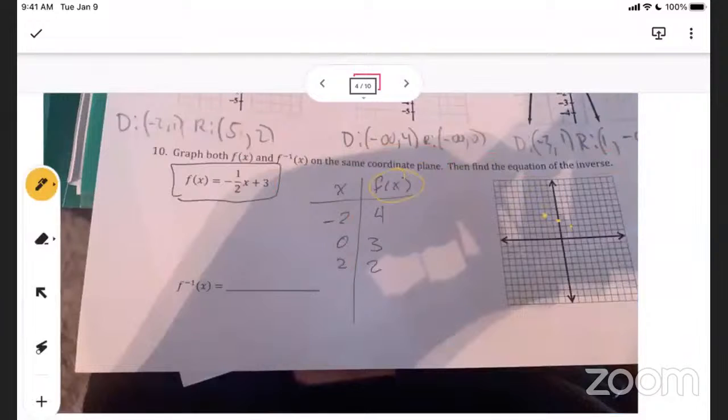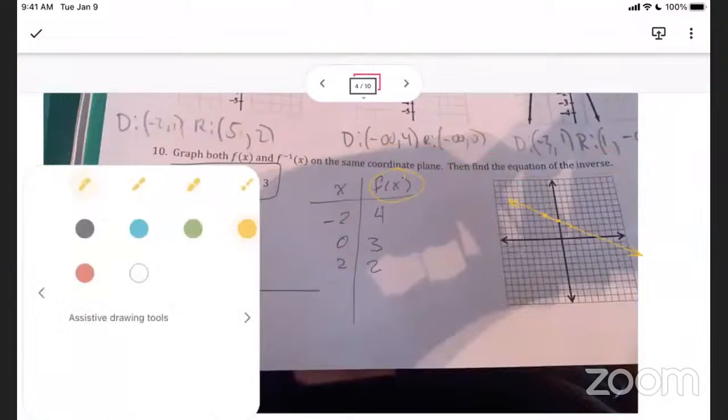So remember, that's a linear equation, right? So that's just going to be a line. So I'll draw the line in there. Now, you remember the easy way I told you to find the inverse? If you have a graph, what's one of the ways you can find an inverse function? If you have points, what can you do?